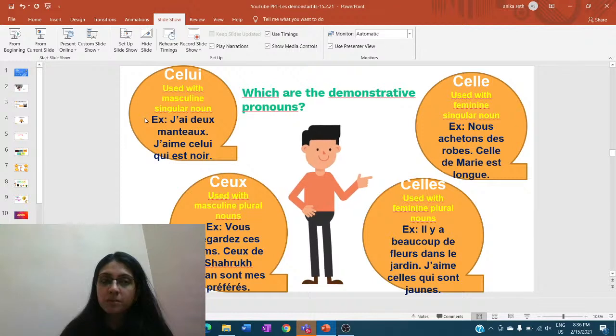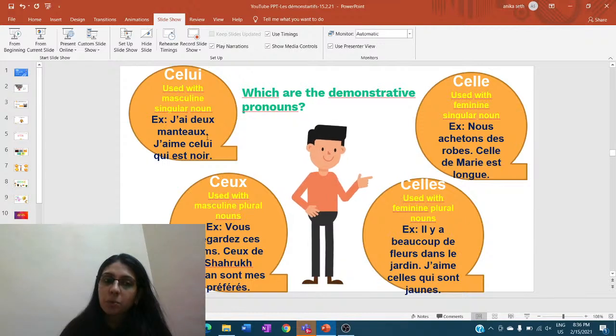Celui is used with the masculine singular nouns. Example, j'ai deux manteaux, j'aime celui qui est noir. I have two coats, I like the one which is black. I like the one which is black.